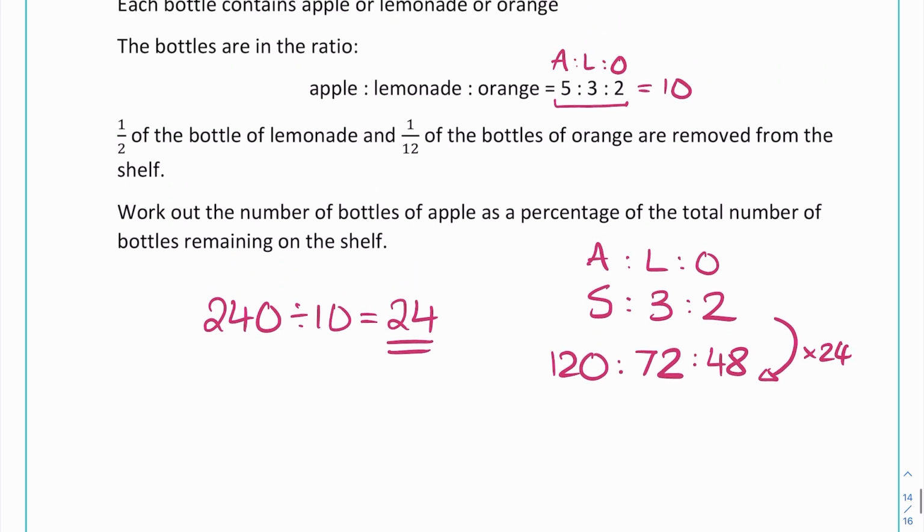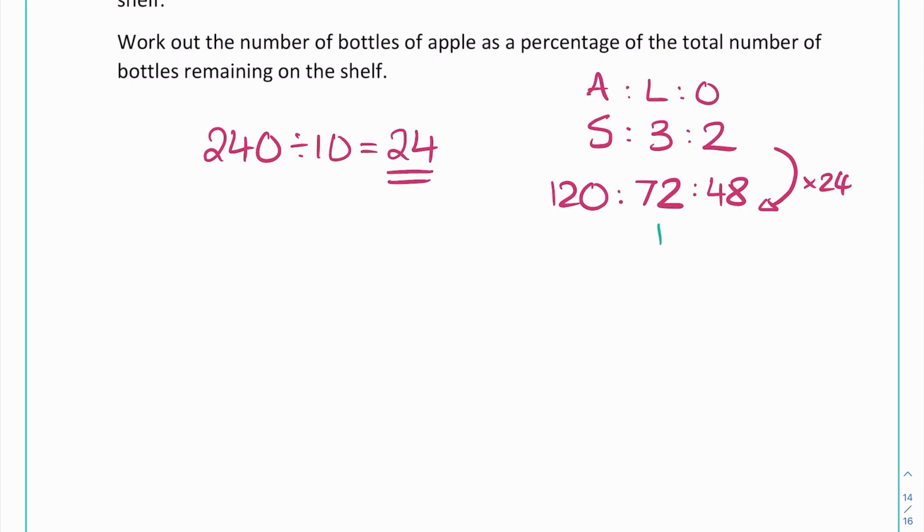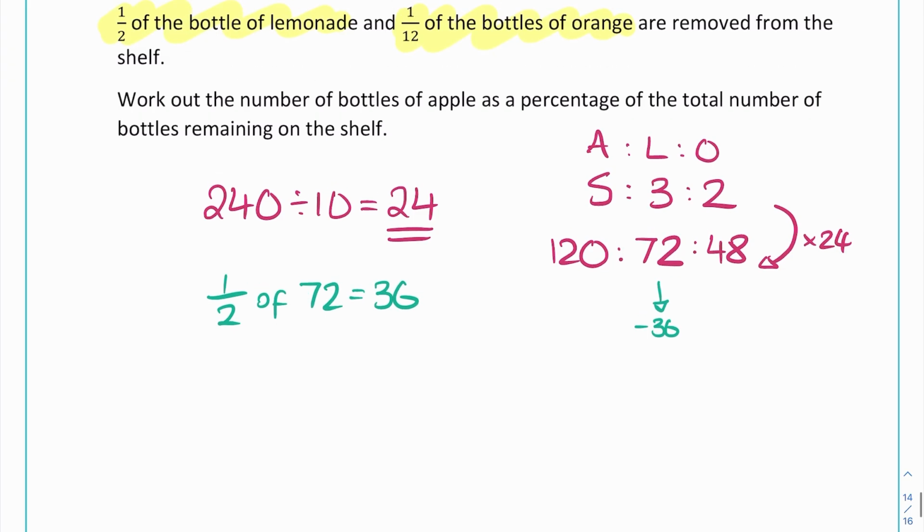It now tells us though, half of the bottles of lemonade, 1/12 of the bottles of orange are going to be removed. So looking at what we've got there, half of the lemonade, that's the middle one, we're going to take away 36 of those. Okay, I'll just write this over here. Half of 72 equals 36, and 1/12 of the bottles of orange. So the bottles of orange is 48, so we have 1/12 of 48. That's dividing 48 by 12 is 4, so that's 4 bottles that are getting removed. And we're not removing any of the apple.